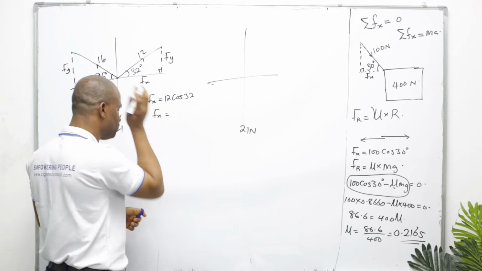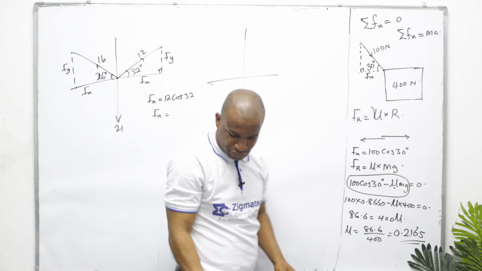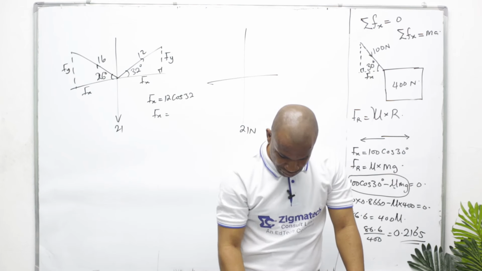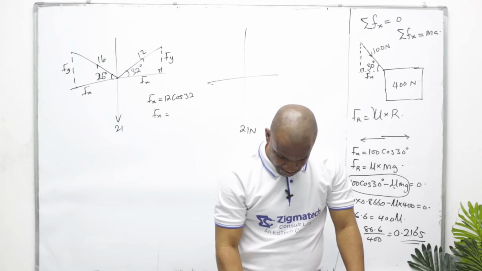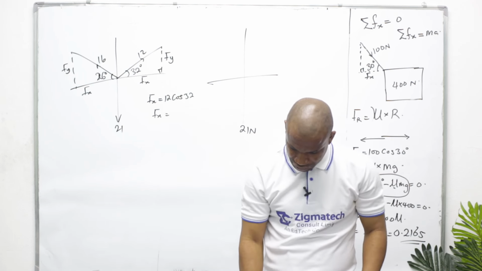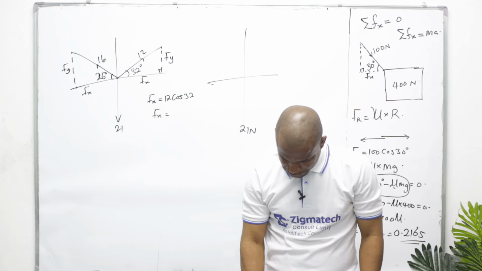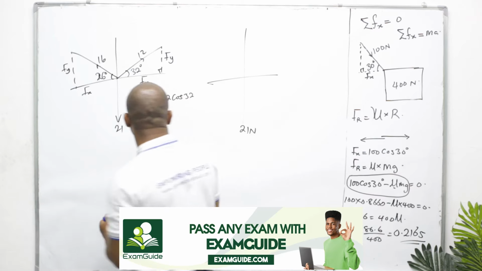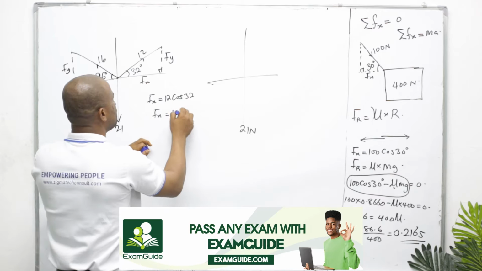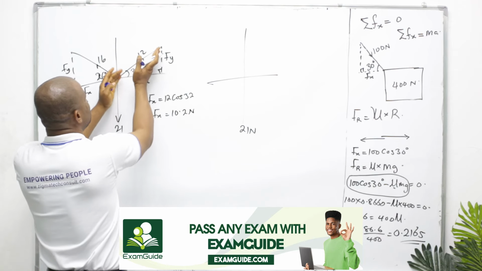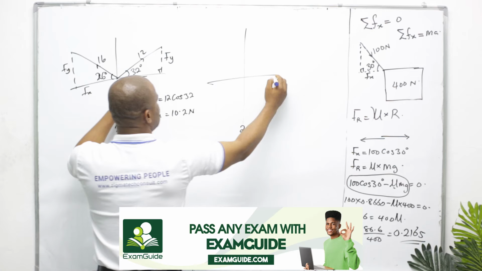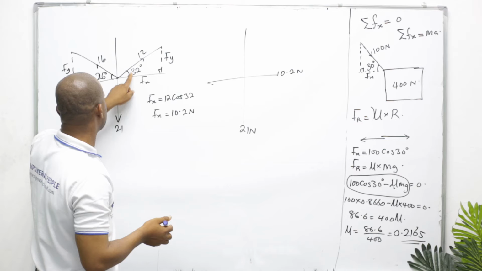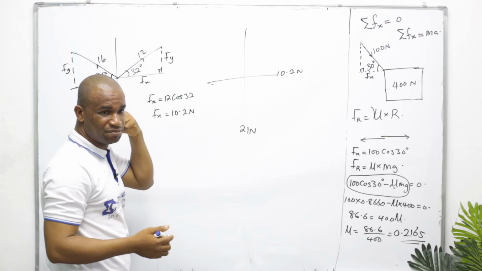So Fx is what now? 12 cos 32 is 10.2 or 10.1. Yes, 10.2. So this is 10.2 Newton. And since it is on this side, I'm putting this 10.2 Newton. So it is left for them because these are not special angles. Normally the question shouldn't come with them.